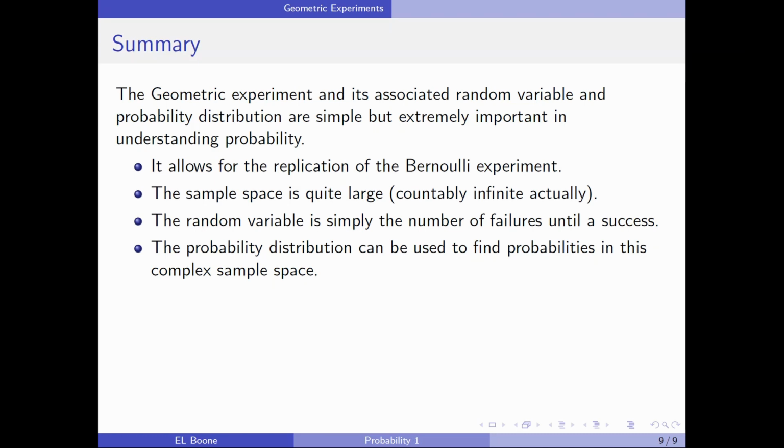All right, so a geometric experiment is another Bernoulli experiment. It's a replication of a Bernoulli experiment as well. The sample space is countably infinitely large. The random variable is simply the number of failures until a success. The probability distribution is easy to use for this really complex sample space.